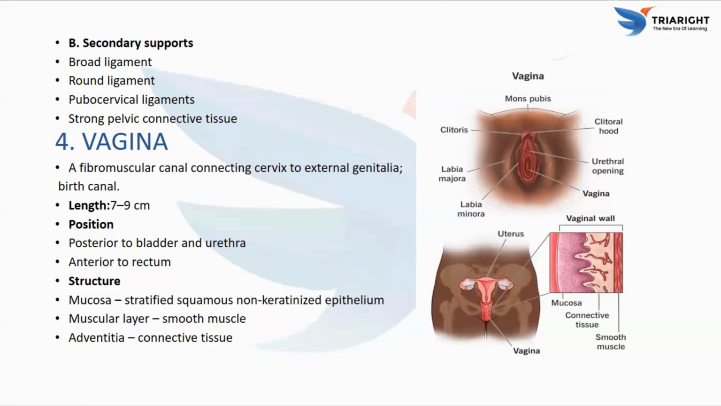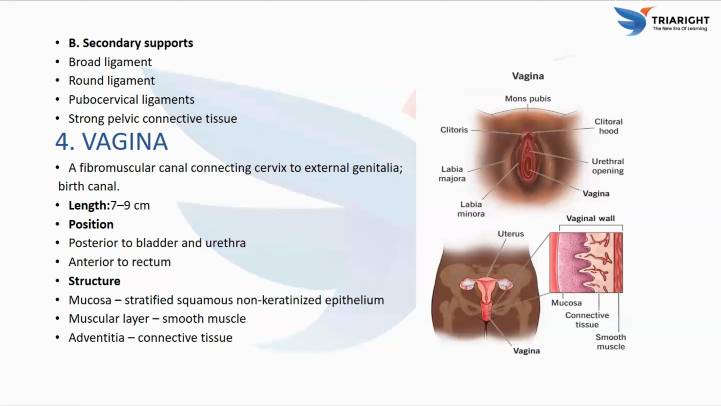What is the position? It lies in front of the rectum and behind the bladder and urethra. So it acts like a soft passage located centrally in the pelvis. Now, what are the functions of the vagina? It acts as a birth canal, allowing the baby to pass out during delivery. It acts as a menstrual passage, where menstrual blood flows out through it. It also helps during intercourse, as it receives the penis during sexual activity, and it is involved in defense, as it has an acidic pH which is maintained by lactobacilli bacteria. It prevents infections.